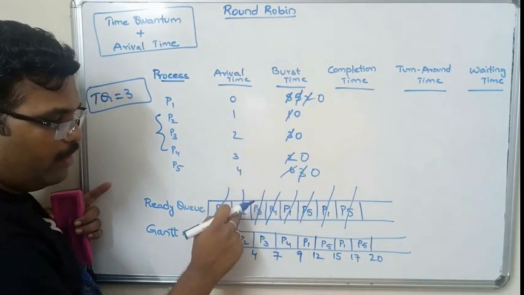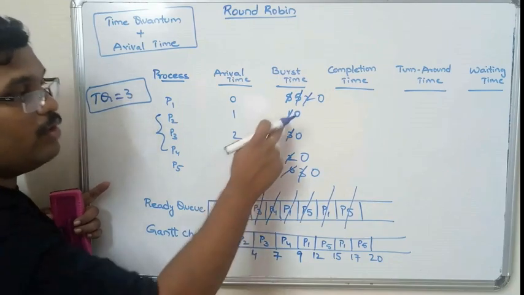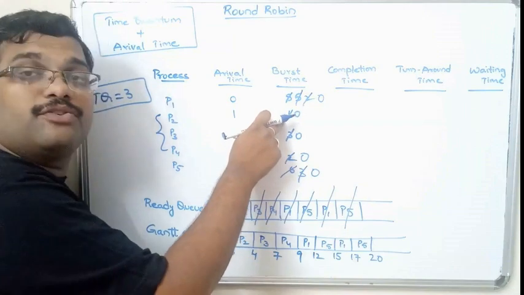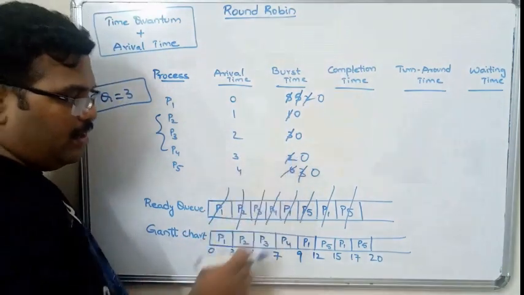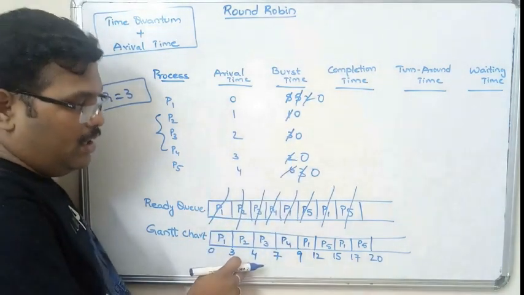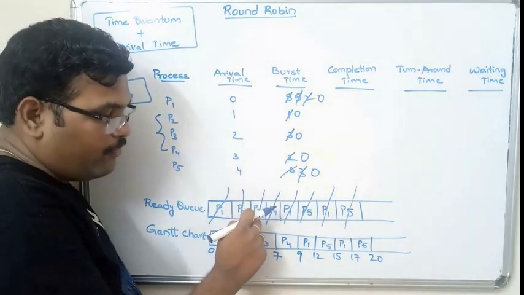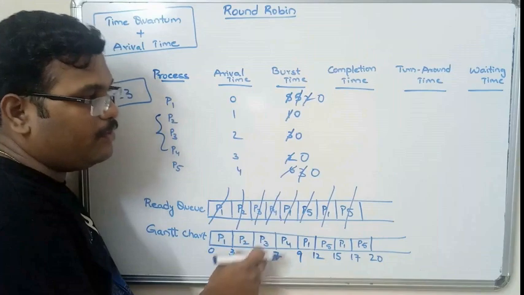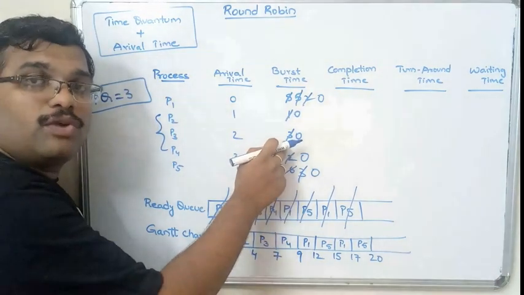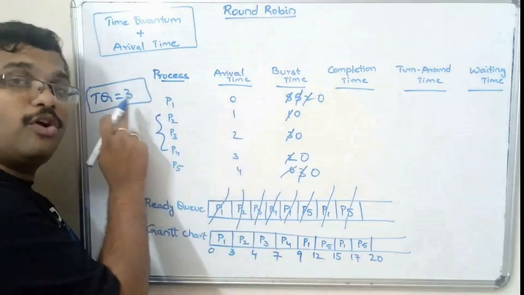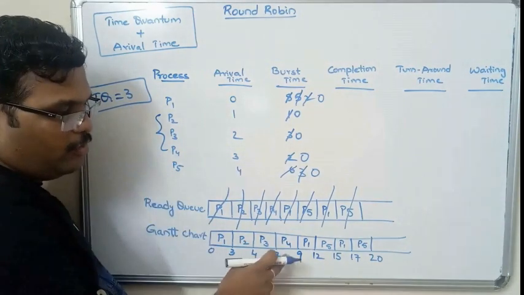So now in the order, P2 will be removed from the ready queue and it will be executed only 1 millisecond, so it requires only 1 millisecond to complete its execution, so it completes its execution from 3 to 4. Now in the order, P3 will be there, so P3 will be removed from the ready queue and it will be allocated to the CPU and it executes 3 milliseconds to complete its execution, so it executes from 4 to 7 as the time quantum is also equal to 3.